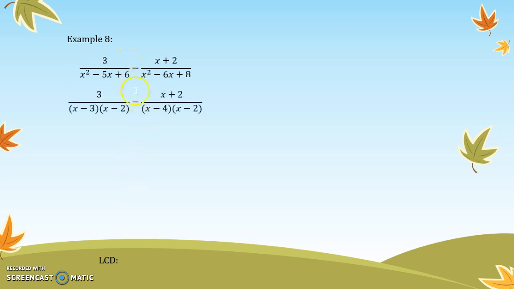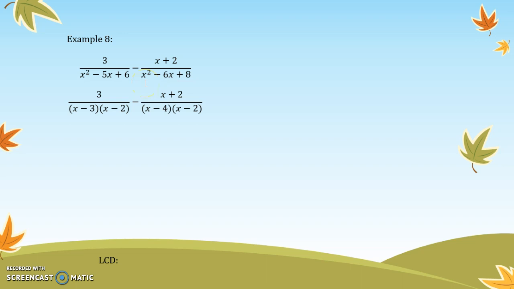So to factor, on the left, I want to find two numbers that multiply to 6 but add to -5. So -3 and -2, we can jump to our factored form because we don't have a number in front of x squared. Similarly, we want to find two numbers that multiply to 8 and add to -6. -4 and -2 work. Again, we can jump to our factored form because nothing is in front of x squared.